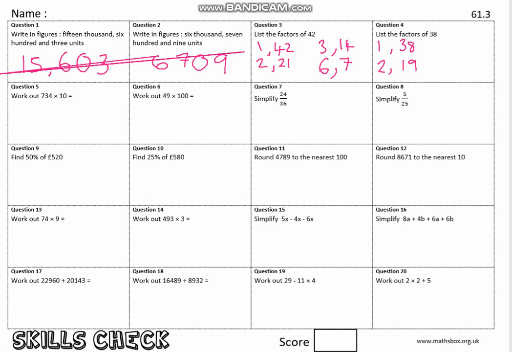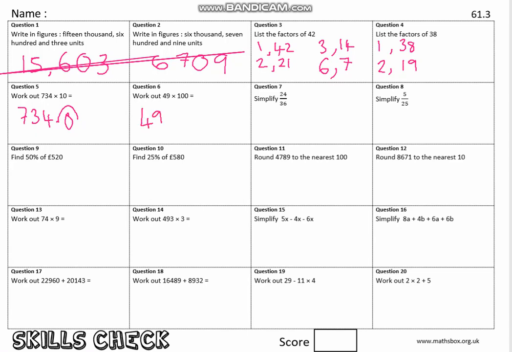Moving on then. This time we've got 734, and we want to times it by 10. When we times something by 10, all we've got to do is move the decimal point forwards 1. At the moment it just says 734, but when I move the decimal point forward, all I do is add a 0. So my answer should be 7,340.